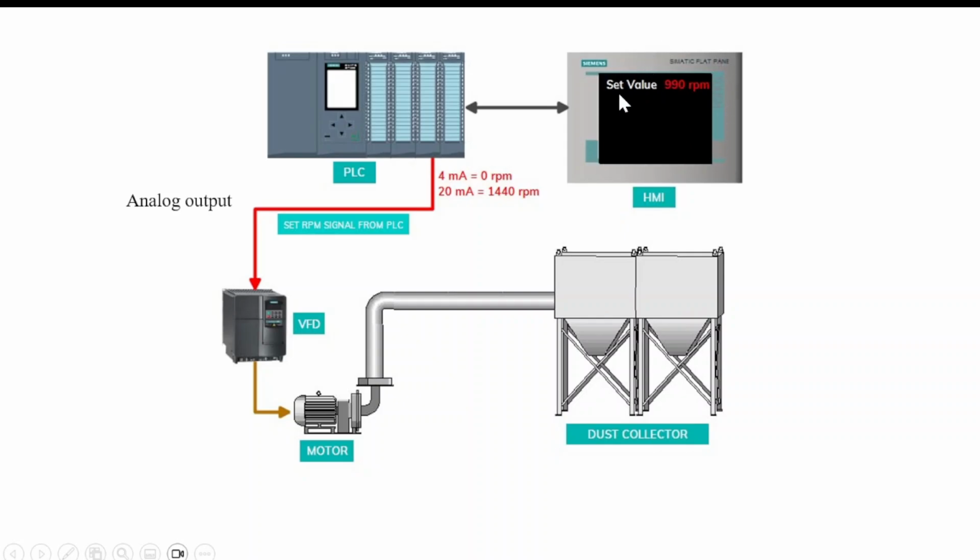The HMI is then connected to the PLC, and this is where we would set our values. So maybe I input the speed that I wish it to go, so there's both analog input and analog output that are going back and forth between the HMI and the PLC.